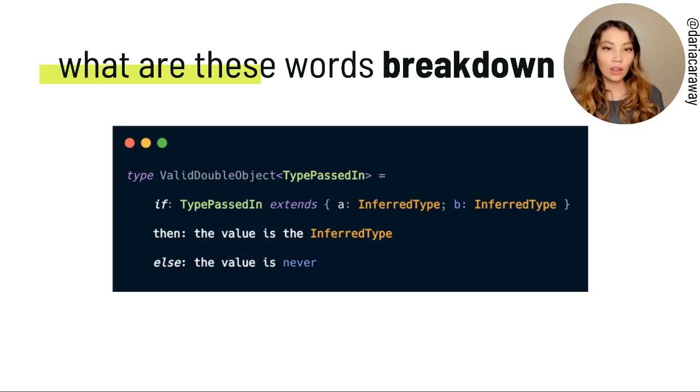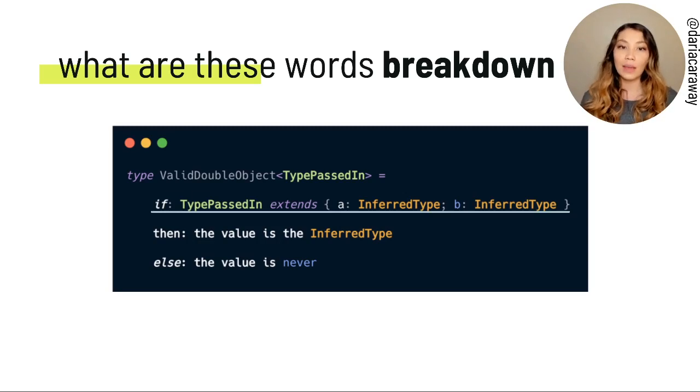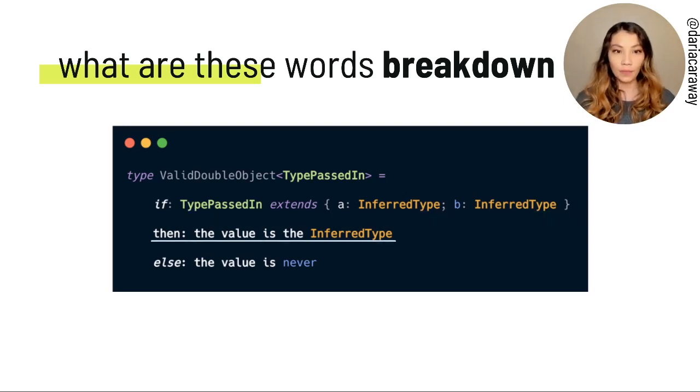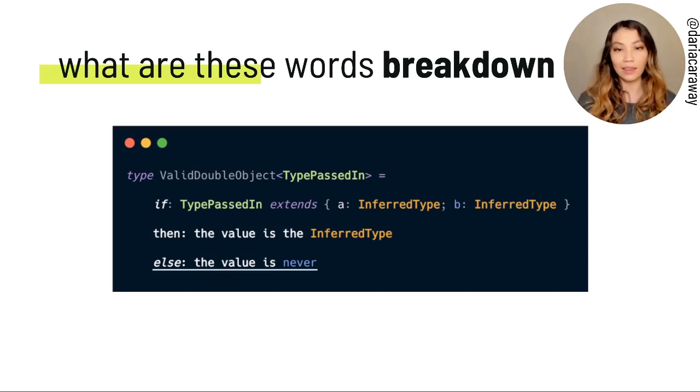So I'm just going to make the U generic something easier to read. I'm going to call it inferred type, because that is what it means to me right now. So now we have: if the type passed in extends our object matcher and TypeScript can infer us a type, then the value that we're going to return is the inferred type. Otherwise, the value is never, because we don't want that to ever be a case.